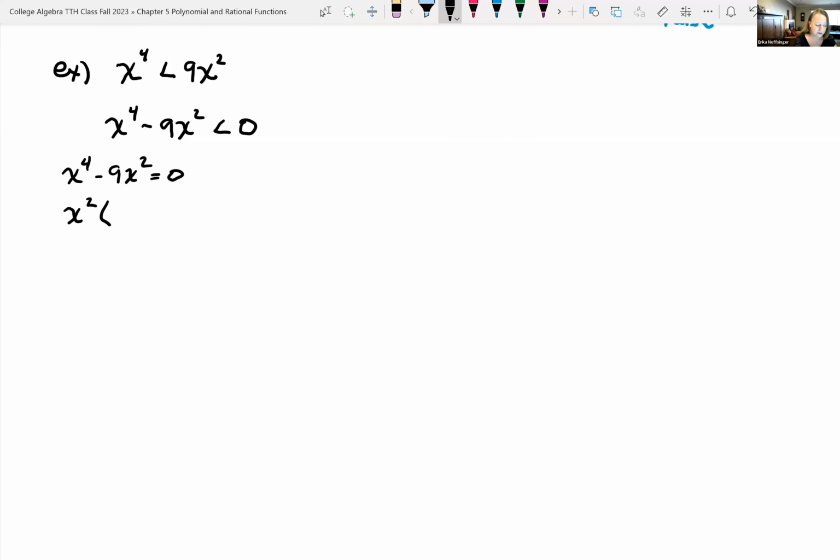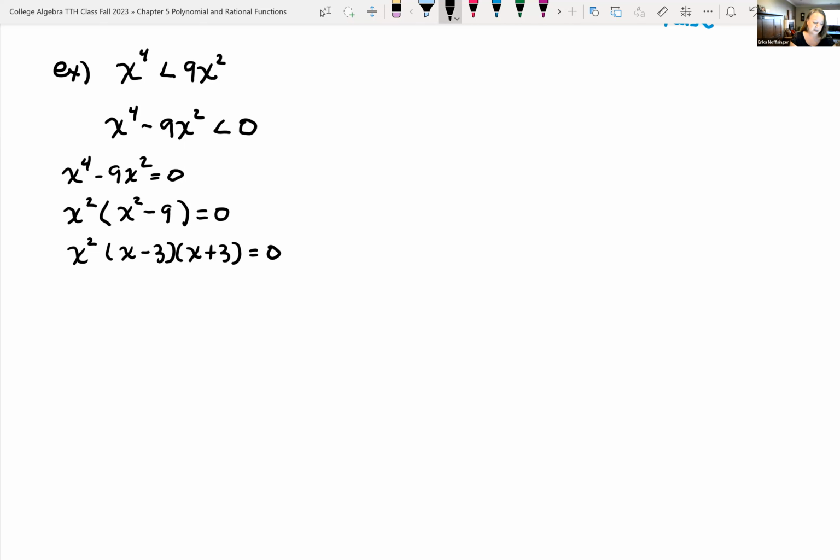If I pull out an x squared from x to the 4th, you're left with an x squared minus, and if you're pulling out an x squared from -9x squared, you're left with -9. So x squared times (x squared minus 9) equals 0. We can go a little further here: x squared minus 9 is a difference of two squares. So I can factor that as x minus 3 times the quantity x plus 3 equals 0. When you're factoring, make sure you put your parentheses in there, because if you don't, then what you're writing is not mathematically correct.